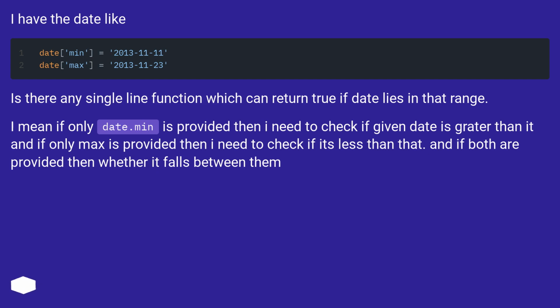I mean, if only date.min is provided, then I need to check if given date is greater than it, and if only max is provided, then I need to check if it's less than that. And if both are provided, then whether it falls between them.